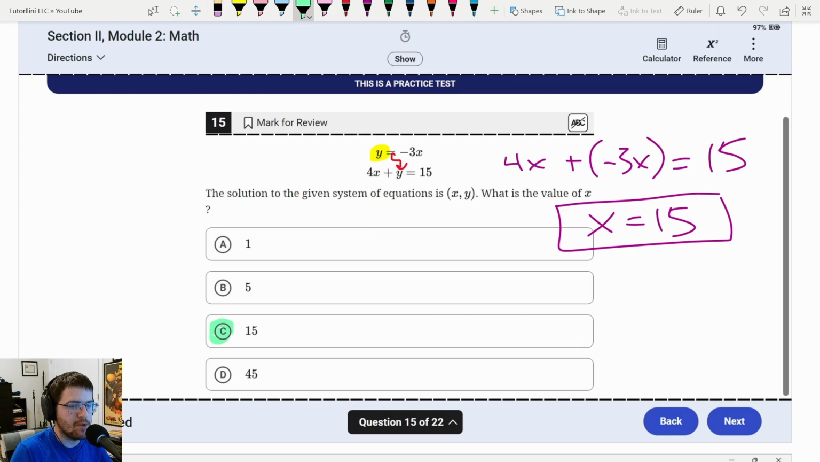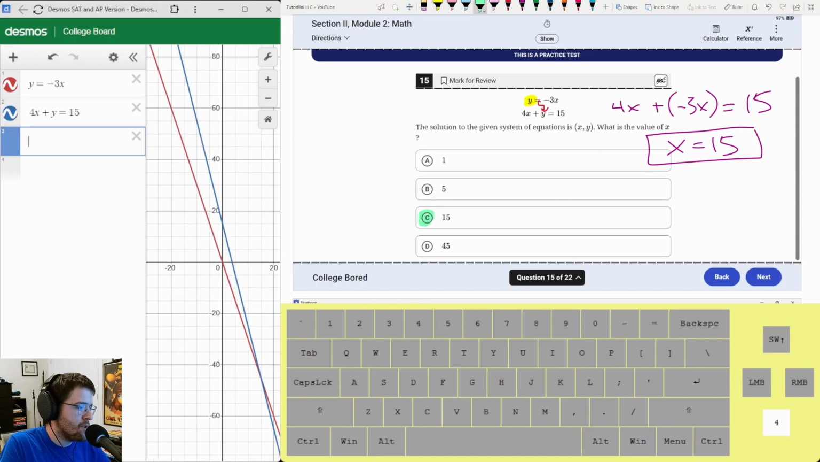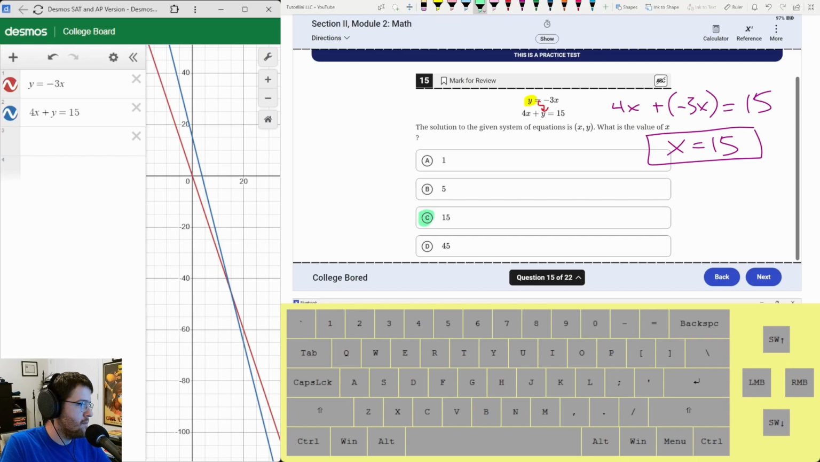We can do this on Desmos as well, so let's go do that. Okay, I typed in both equations. Let's zoom out, see where they meet. 15, negative 45, so the x value is 15.